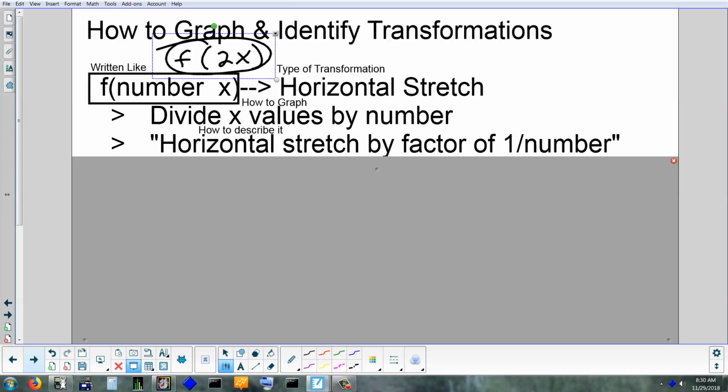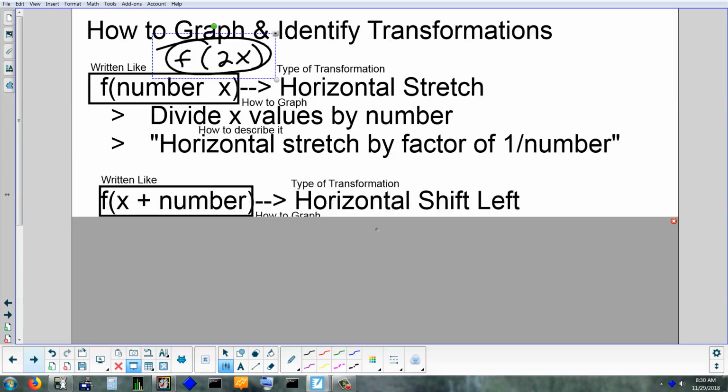All right, so we did a stretch. What's the next 2 things that we did when we did the vertical stuff? After the vertical stretch was what? Shift up and down. Well, horizontally, we don't have up and down. What do we have? We have left and right. So now we're going to add a number. We already did this. We added a number. But the difference here is, look, now it's inside the parentheses. It's not outside. So this would be something like f of x plus 4.